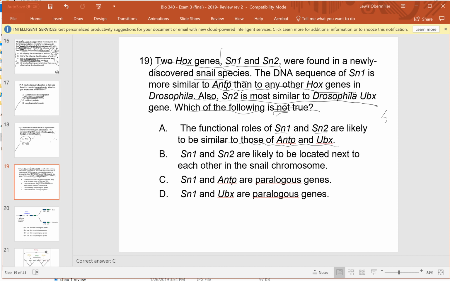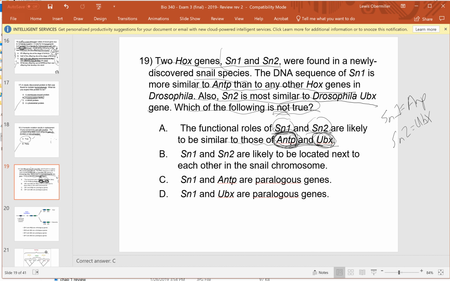So SN1 is close to Antennapedia, and SN2 is Ultrabithorax. Not true. Well, SN1 and SN2, these are homeotic genes, and this is for the Antennapedia in the head, and then this is the thorax in the thoracic region. So these are related to one another, and these are all probably similar because they all have similar sequences.